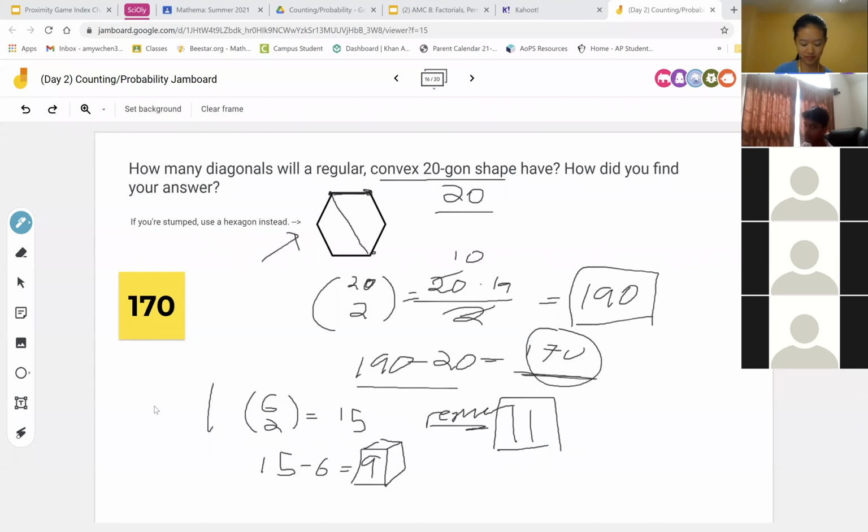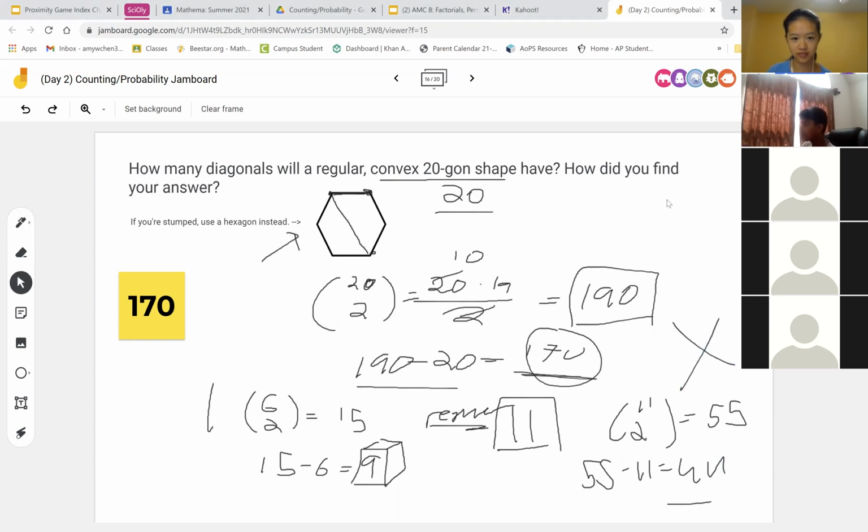Wes, explain how you got 44. So I did 11 choose 2, and I got 55, and then I subtracted 11 for the number of sides. Perfect. That's exactly how you do it. So remember, we choose two vertices to draw a diagonal from, then we have to subtract the total number of sides to get rid of all the cases where those two vertices create a side of the shape. So good job. I hope everybody understands that, and I think we can move on.